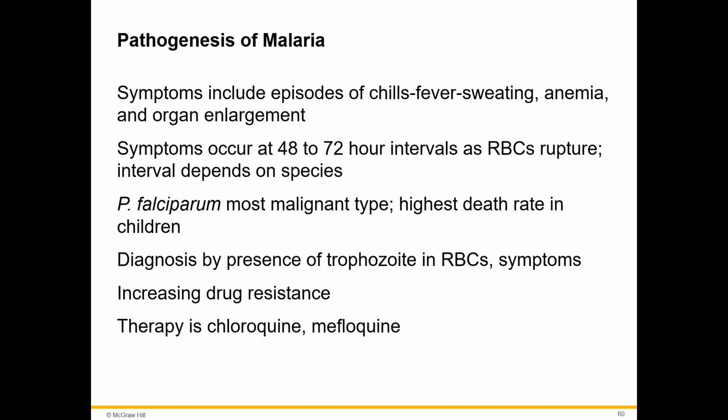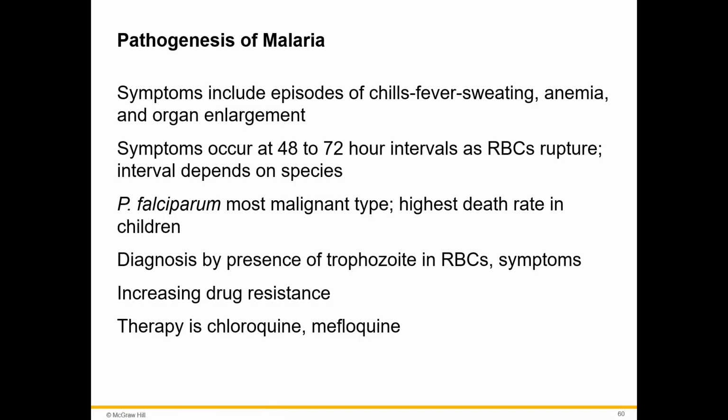And so, what are some symptoms? We get chills, fever, sweating. People who get this become anemic, right? I mean, their blood cells are exploding, so of course they're going to be anemic, right? And then we've got organ enlargement, okay? And so symptoms can occur as early as 48 to 72 hours between these red blood cells rupturing. And so it depends on the particular Plasmodium species, the time frame, but basically you'll notice it once the blood cells are rupturing, okay?